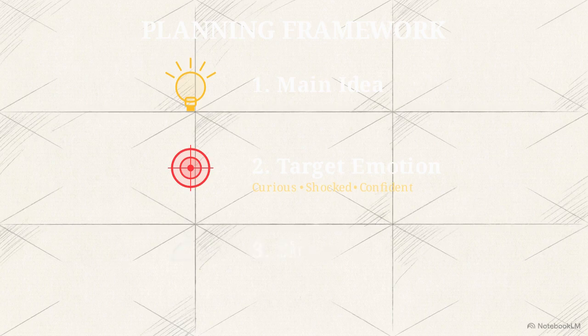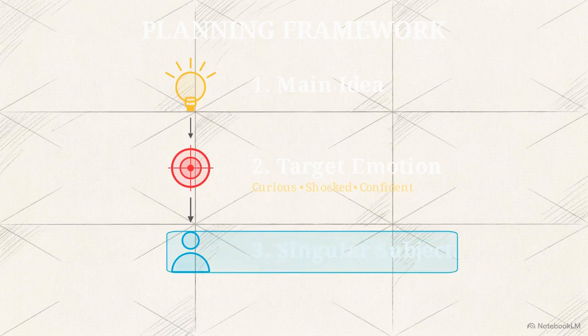This diagram outlines our planning framework. First question, what is the main idea? Next, determine your target emotion. Do you want the viewer curious, shocked, or confident? Finally, decide on your singular subject. This visual anchor carries both the idea and emotion.